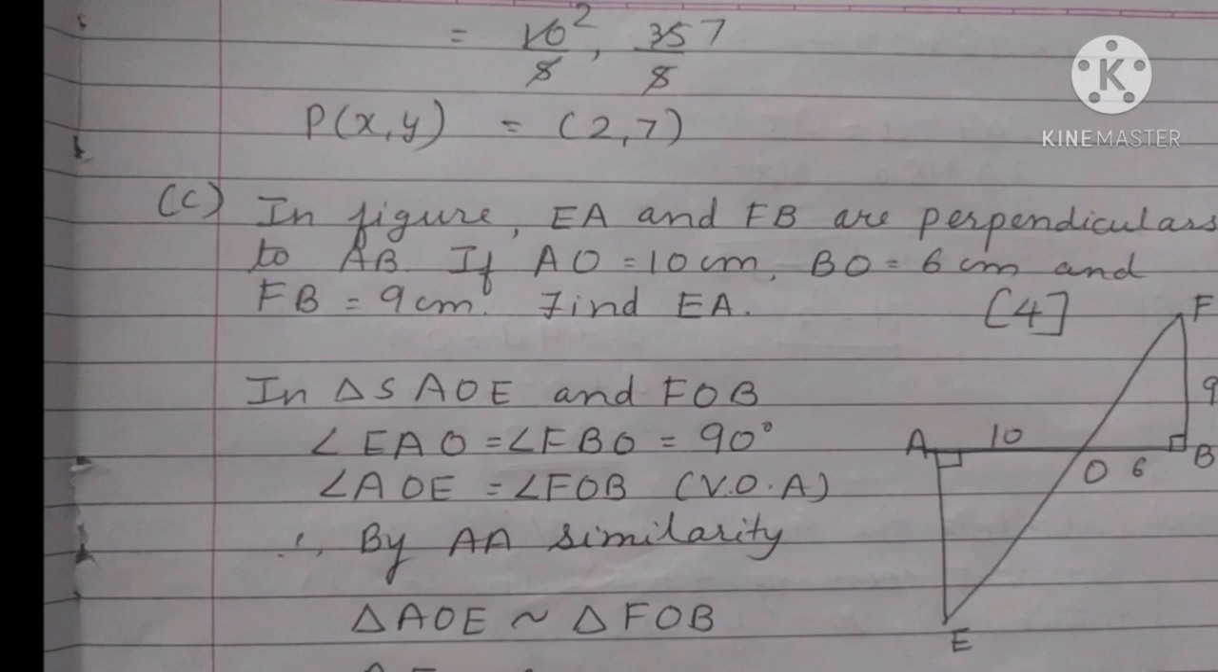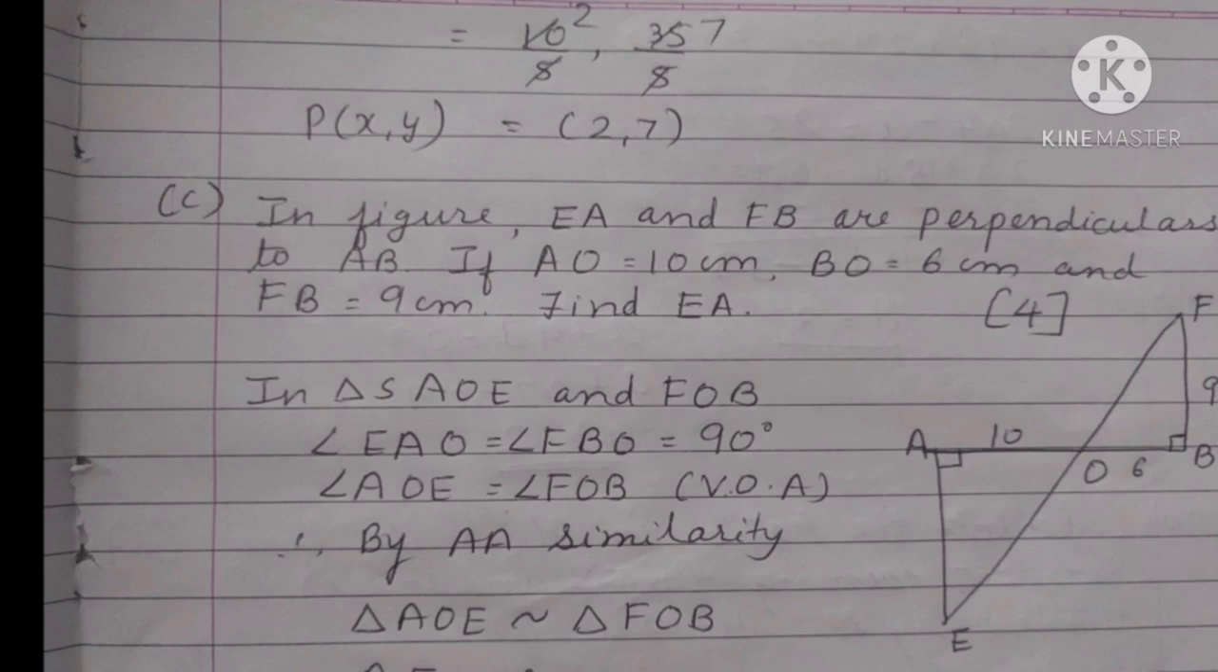Now question number C. In the figure, EA and FB are perpendiculars to AB. If AO is equal to 10 centimeter, BO is equal to 6 centimeter, and FB is equal to 9 centimeter, find EA. This is a 4 mark question. The figure is already given to you.